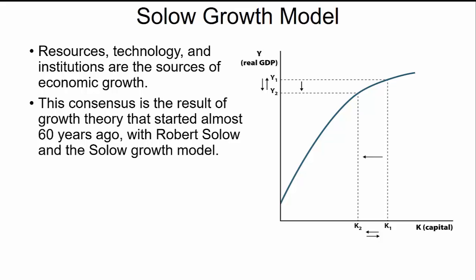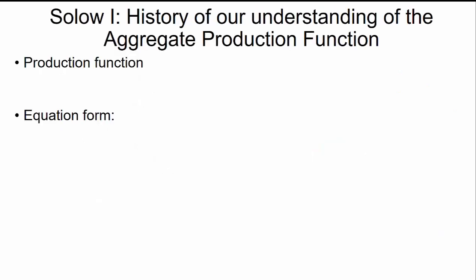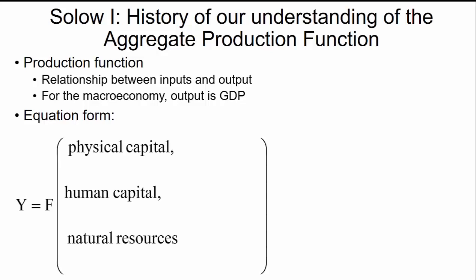By the way, this model's been around about 60 years. It has changed through the years, but essentially this is what is known as a production function, and it doesn't matter really what we call it. We just know that there are factors that will cause there to be more economic growth. One of those factors is the capital. So we're going to be looking more closely at that today. A production function just demonstrates the relationship between inputs and outputs. And for our purposes, output is GDP.